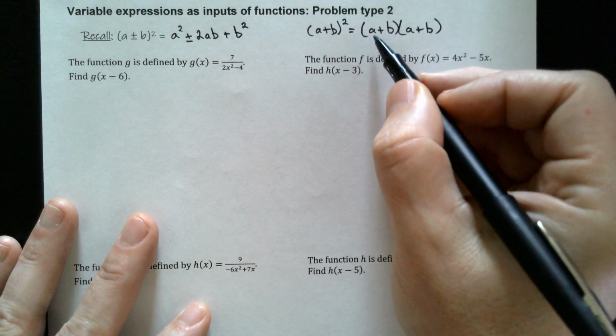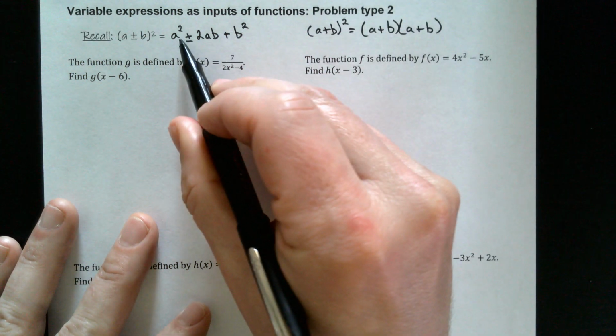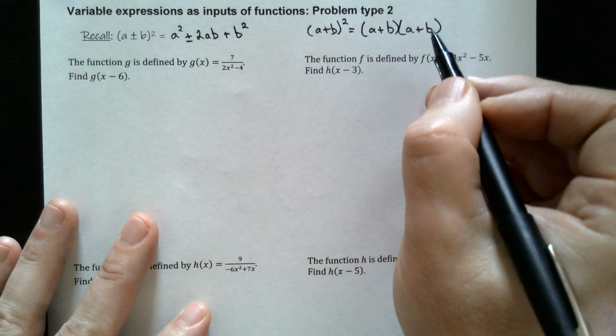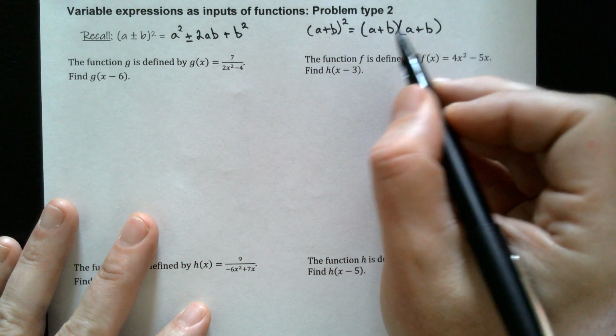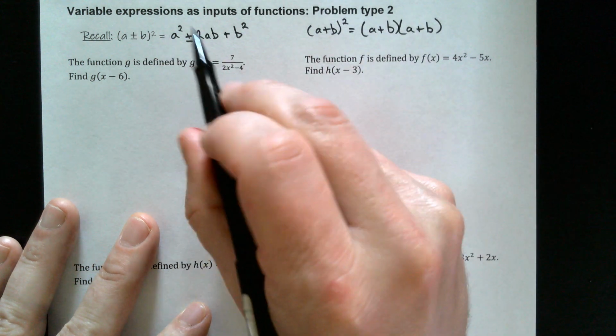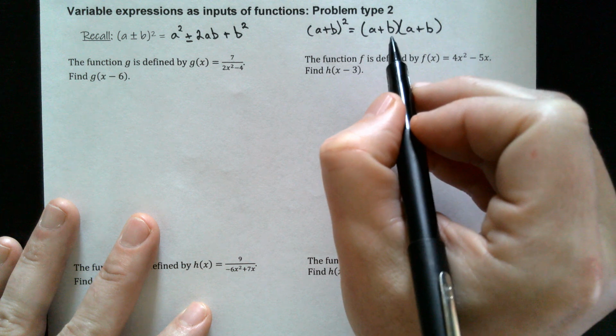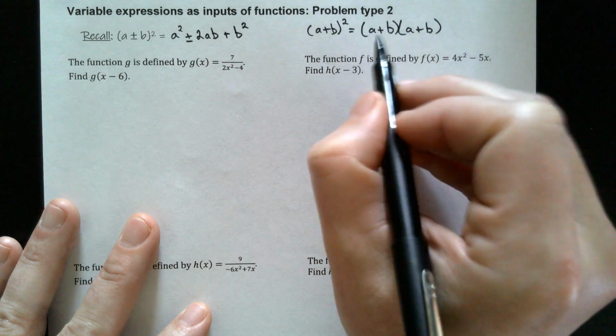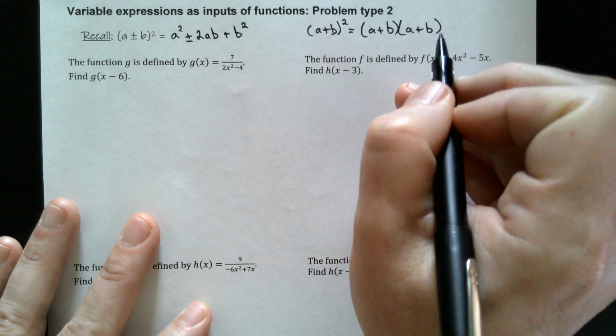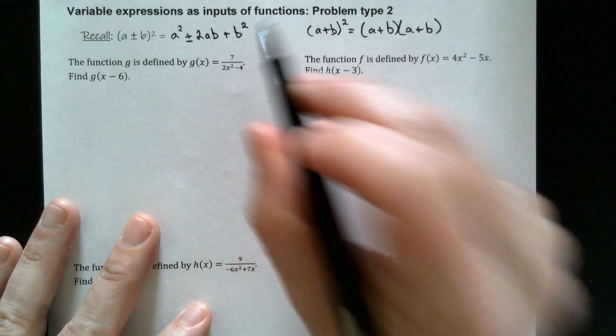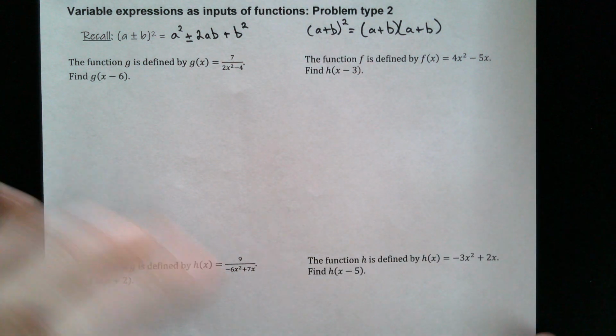Okay, so you have to distribute. The a times the a gives you the a squared. The a times the b gives you ab, and then a times b gives you another ab. That's the reason there's two of them here. And then the last thing times the last thing gives you b squared. And if they're both negative or both positive, it doesn't matter. The last term is still going to be positive. Okay, so let's take a look at this first one.